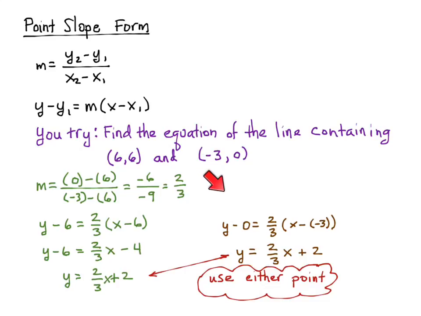And since I end up with just y and I don't have to do anything here, you can kind of choose which point makes the calculation easier. You get to the same thing. So I have x minus a negative 3, which turns out to be x plus 3. 2/3 times 3 is just 2. So I get the same equation. So you can use either point. It's just one of those things that works out that way. All right.